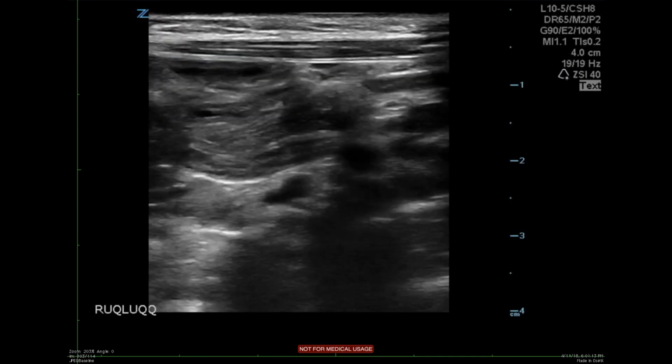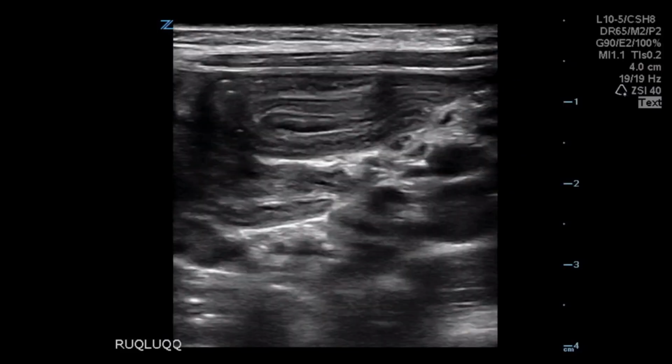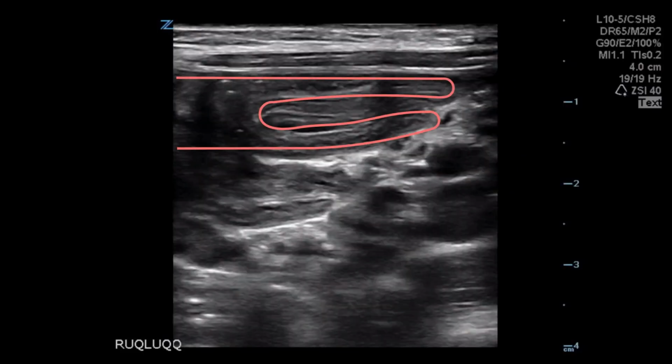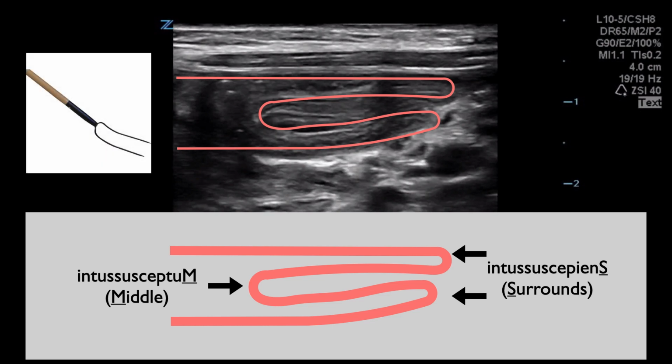In this clip, they are scanning from the right upper quadrant to the left upper quadrant. And as they approach the sagittal view, you can see the layers again in a different orientation, giving the hay fork sign.